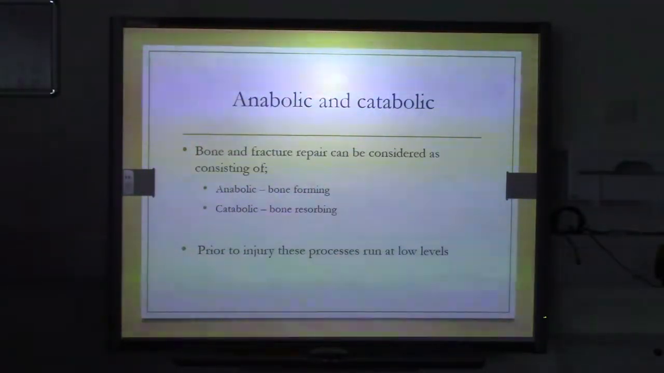So to pick up on those, anabolic and catabolic, the point that I made in the last slide, bone and fracture repair can be considered as consisting of anabolic, which is quite simply the bone forming, and catabolic, which is bone resorbing. Now these very much work in conjunction with one another. However, the anabolic bone forming begins first off. And I have a graph on the next slide to show you these processes.